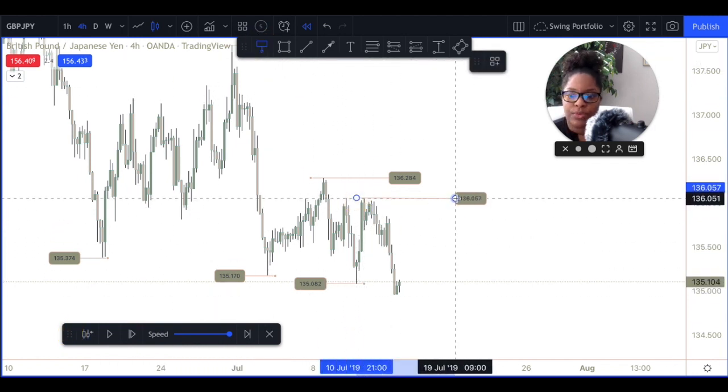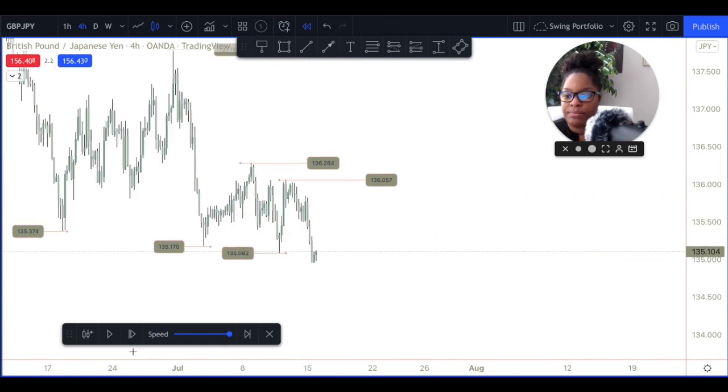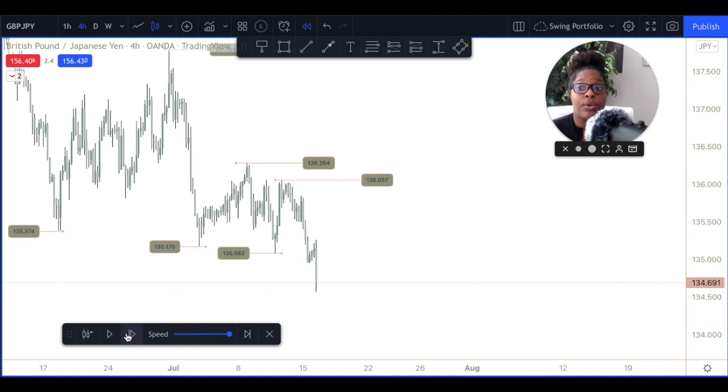I'm still waiting for this reversal, but she's not coming. And we keep trading a trend. So this is beautiful, beautiful, beautiful. This is only on one time frame. One time frame.